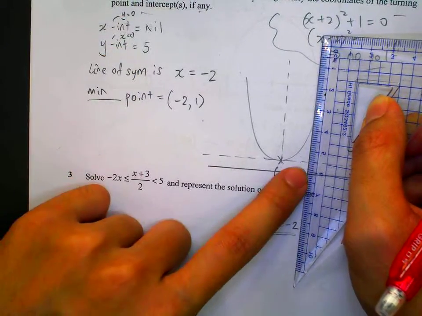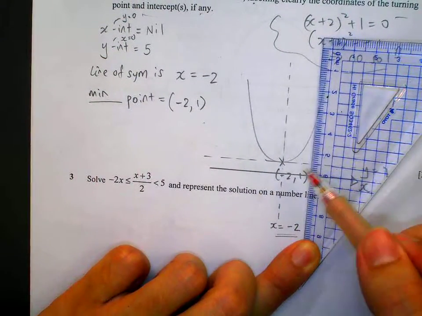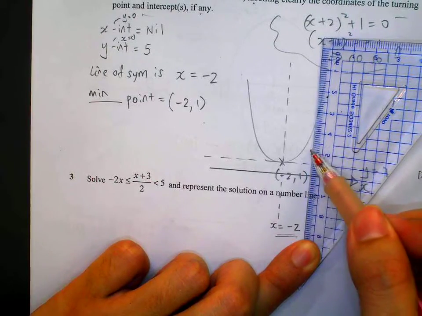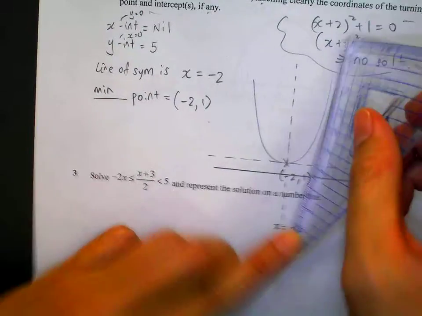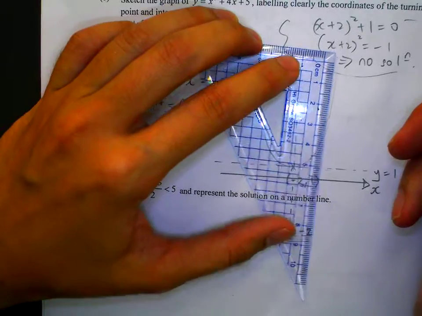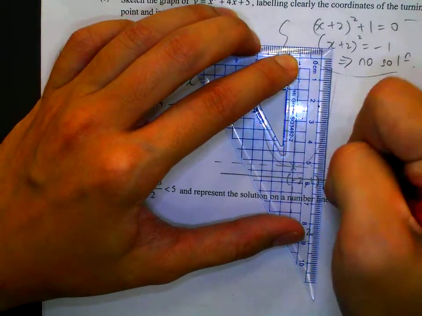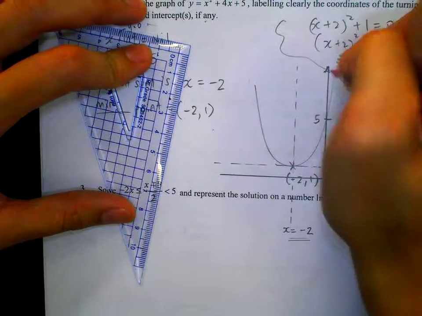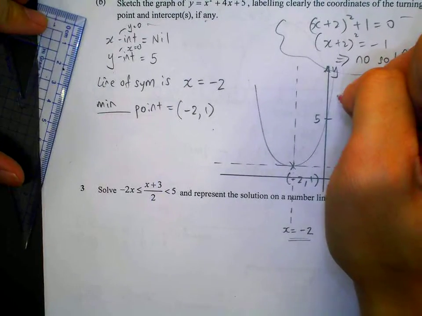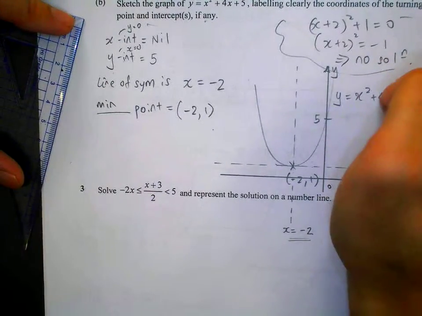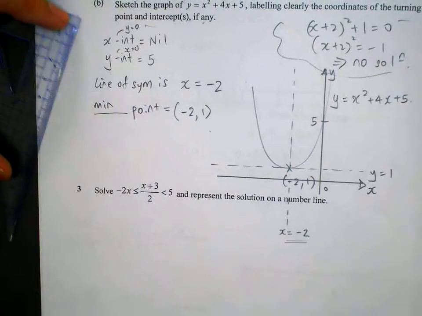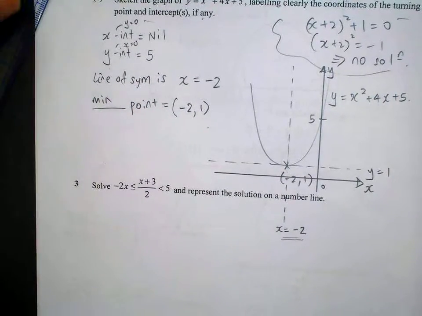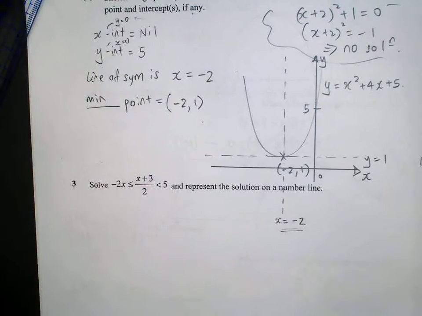Now since this is 1, this over here is 1, this is 0, 0, 1, 2, 3, 4, 5. So you just roughly see the scale looks fine, then it's okay already. Okay, so this being 5, this is 0, this is y. And then label the graph y = x² + 4x + 5. Did I miss anything out? Is this okay? Do you have this graph? Okay, so where do I give it a mark?